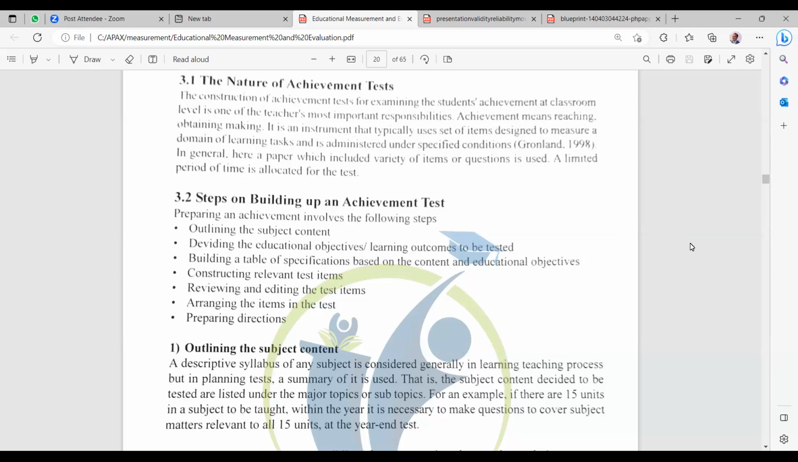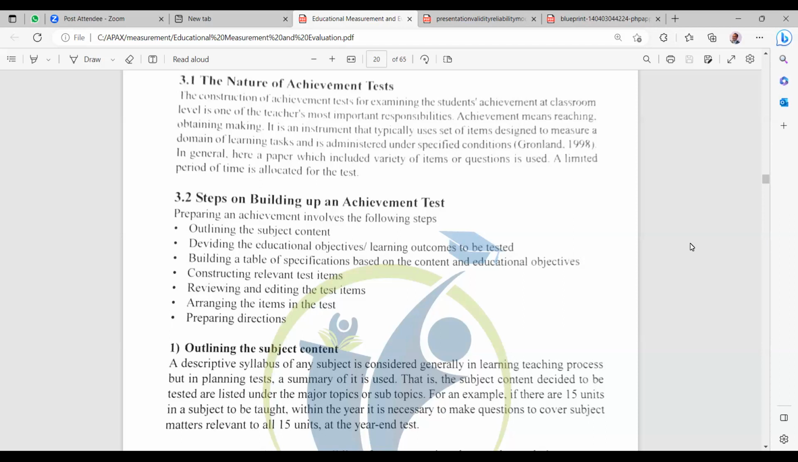When they want to see the achievement level of their students, especially after teaching them for about 3 months or for 1 year, the teachers want to see how much the students have learned, how far they have been able to achieve the learning objectives. So therefore, many teachers prepare achievement tests. And this introduction tells us the construction of achievement tests for examining the students' achievement at classroom level is one of the teacher's most important responsibilities. So it's the responsibility of the teacher to prepare a good achievement test.